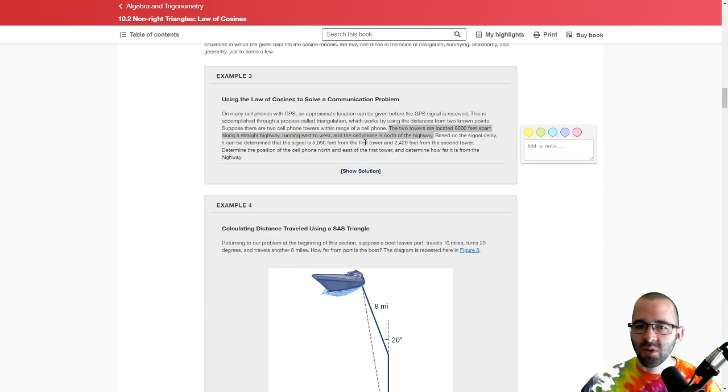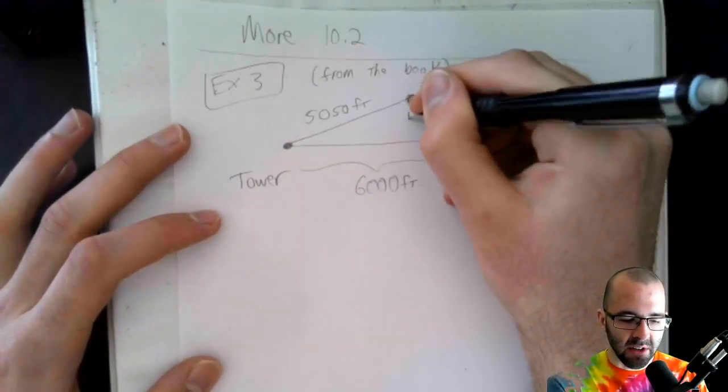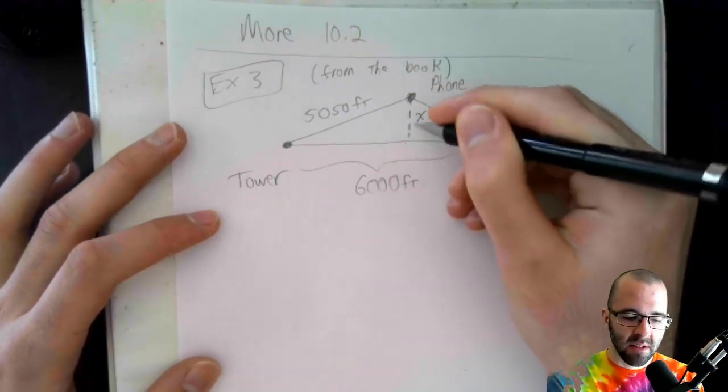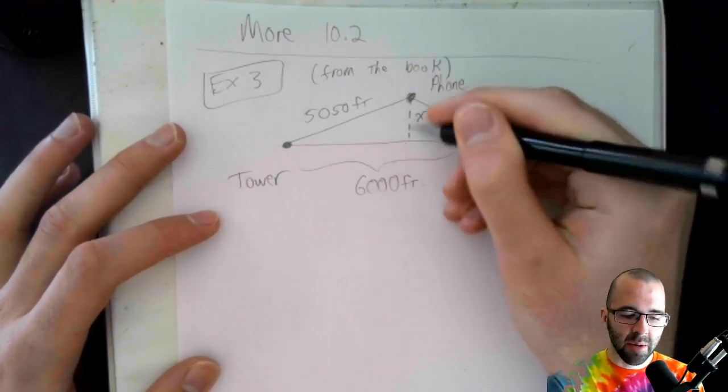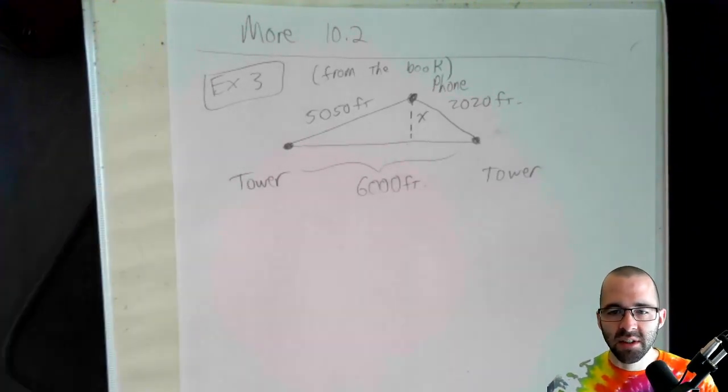We incorporated this information. Determine the position of the cell phone north and east and determine how far it is from the highway. How far is it from the highway and what the position is. Okay, so it's kind of unclear, but how far from the highway, that's this. Position, it's probably just asking what the angle is.